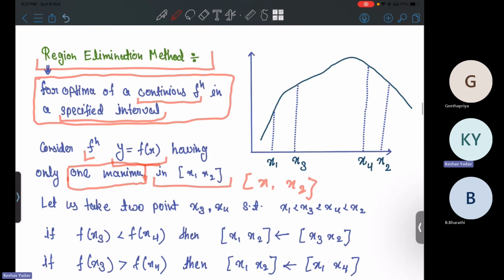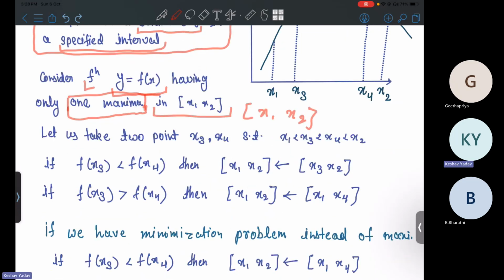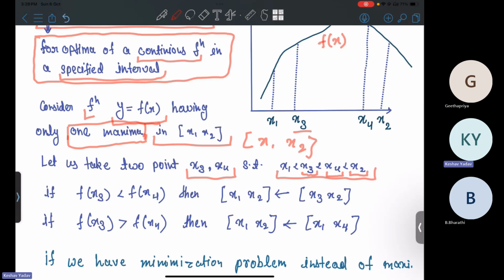So suppose I have this function f of x plotted here like that. I need to find out the maxima between these 2 points. Now what I will do, I will take 2 points x3 and x4 such that they lie between these. Means x3 is greater than x1 and less than x4, and x4 is less than x2. The x3 lies somewhere here and x4 lies somewhere here.